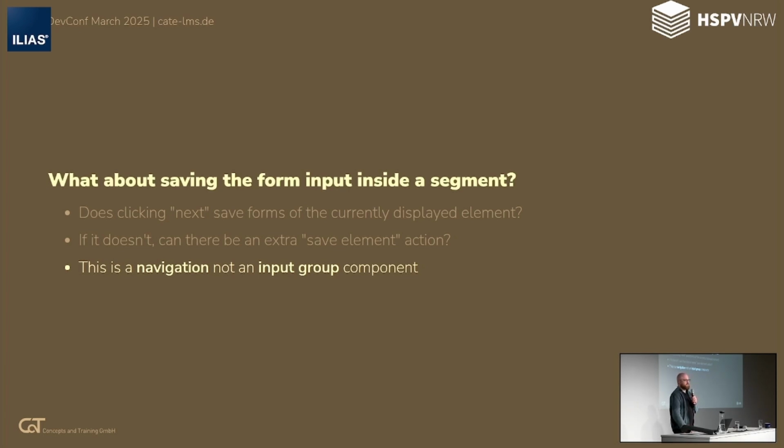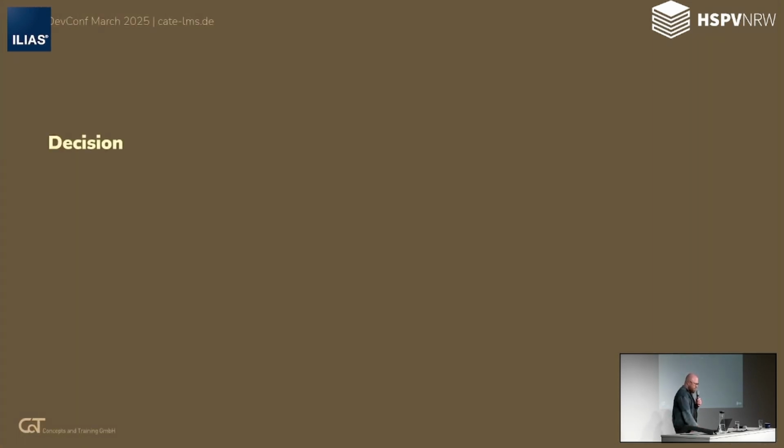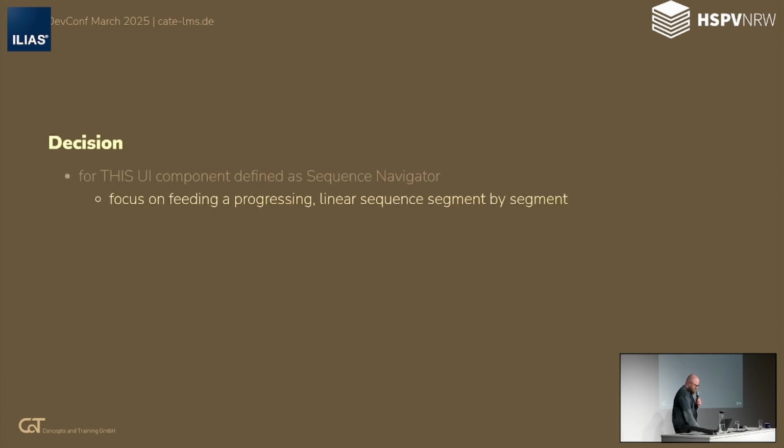Because, for example, the question, how should the test save? Should there be a draft state? Should everything be automatically saved? That's way out of scope for a UI component. That's something that needs its own context, concept. So we decided to focus on a sequence navigator that feeds a progressing linear sequence segment by segment. Back and next do not carry out any additional actions.